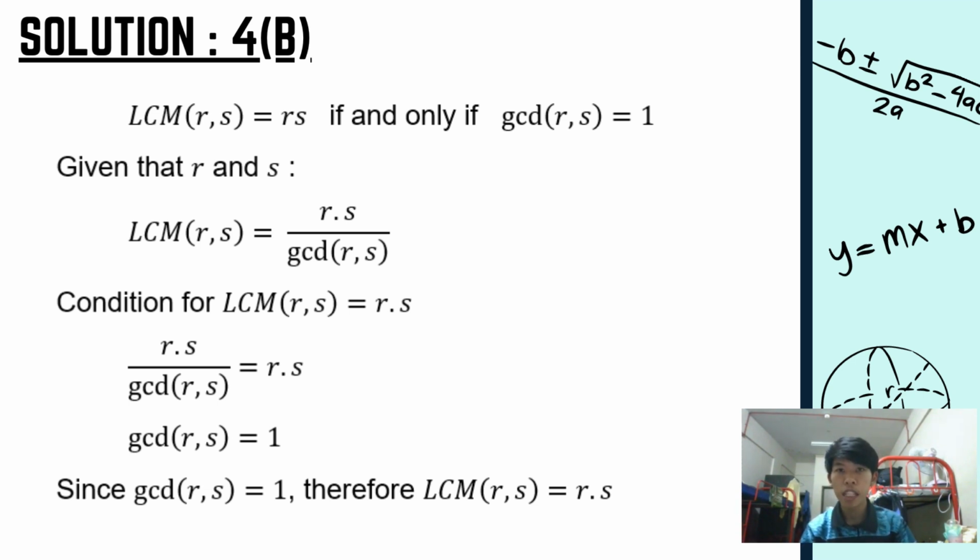Condition for LCM of R and S equal to R dot S. We substitute LCM of R and S with the previous equation and we get R dot S over GCD of R and S equals R dot S. We simplify this equation and we get GCD of R and S is equal to 1. Since GCD of R and S equals 1, therefore LCM of R and S is equal to RS.